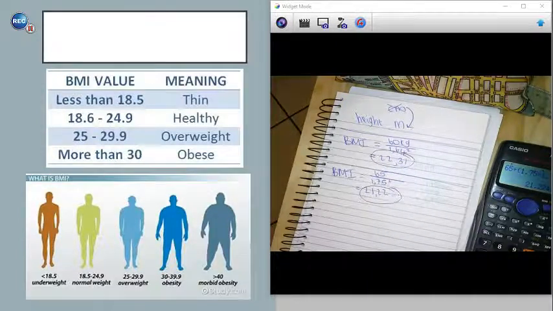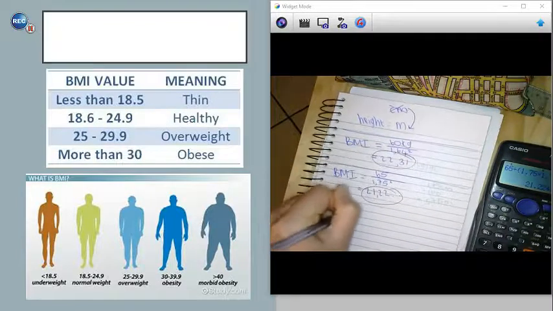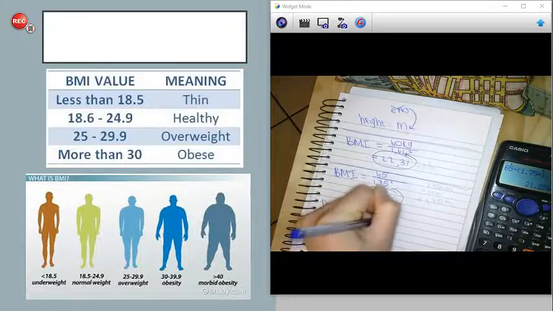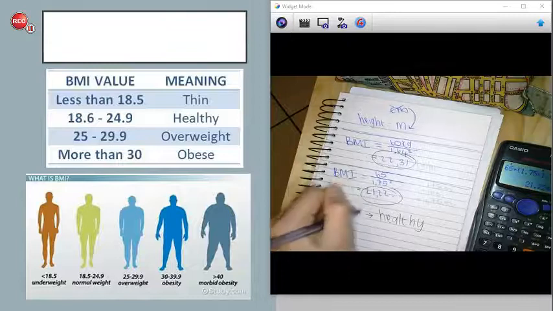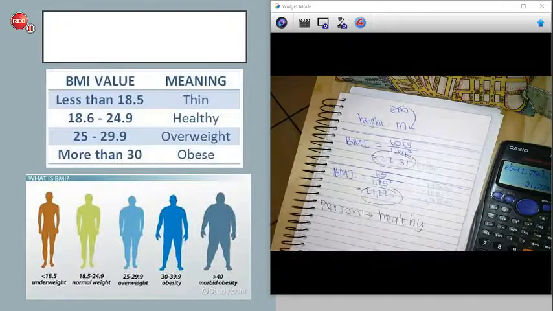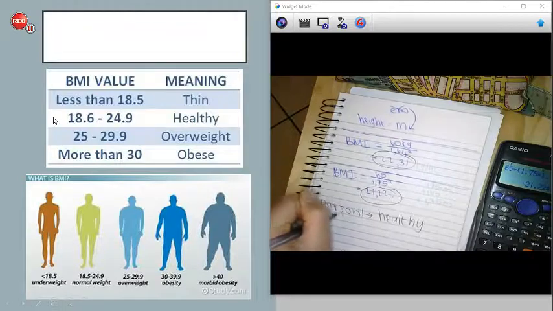And if we look on our table, this means that they will fall between 18,6 and 24,9. So that means person 1 can be classified as being healthy. And the same goes for person 2. If we look at person 2, they have a BMI of 21,22, which means they also fall in the healthy category.